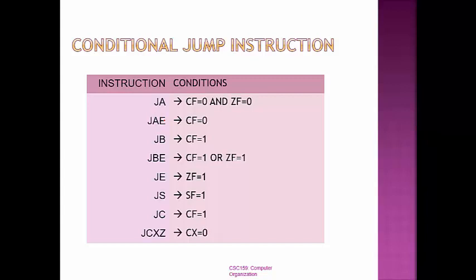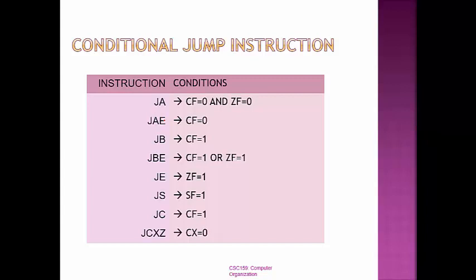We have jump above. The condition for jump above is carry flag equal to 0 and zero flag equal to 0. How do we get the carry flag or zero flag? Make sure the carry flag and zero flag are both 0. It depends on the previous instruction. Suppose after the previous instruction the value of the carry flag and the zero flag are both 0, then the jump instruction will jump to the location of the target that has been set in the jump instruction.